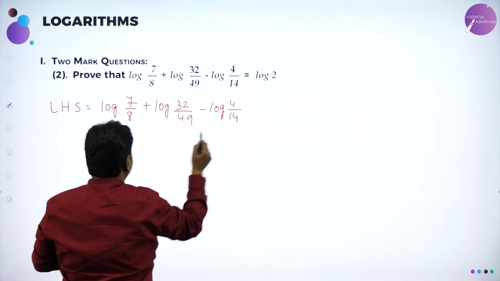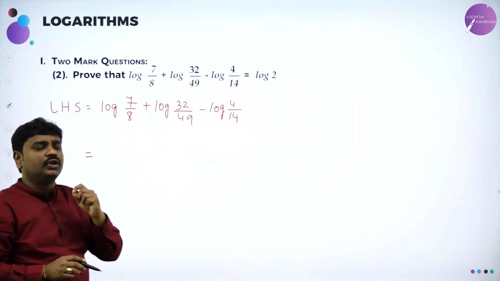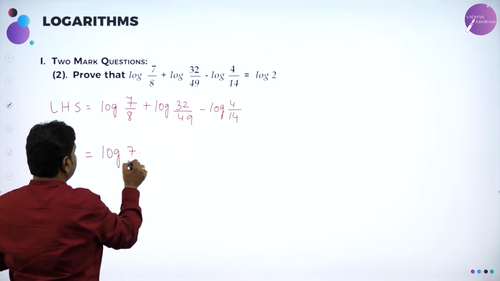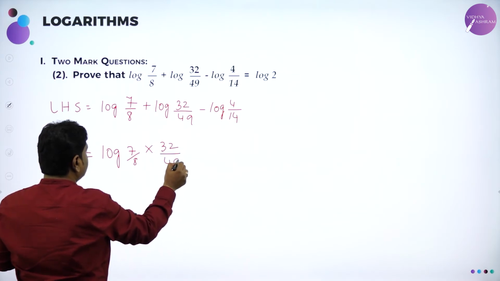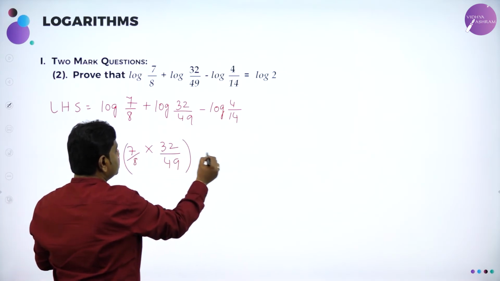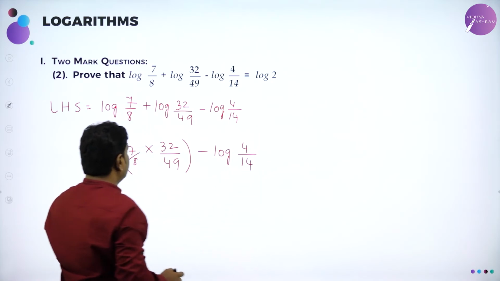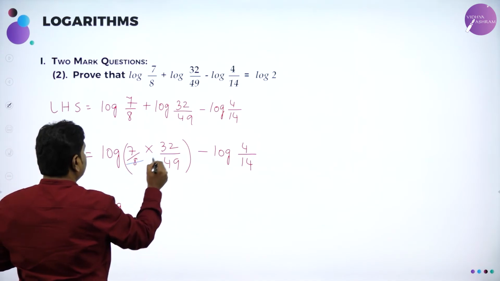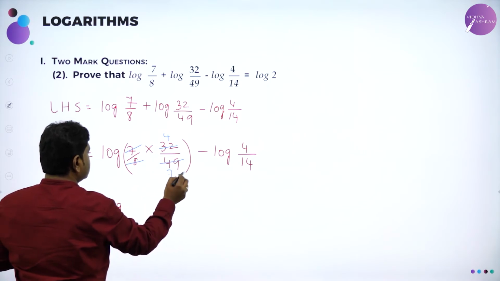I have taken LHS. All of you know log a plus log b is log a into b. So I can write it as log a into b: log of 7 by 8 into 32 by 49, minus log 4 by 14. Now further simplify this. 8 ones are 8, 8 fours are 32, 7 ones are 7, 7 sevens are 49.